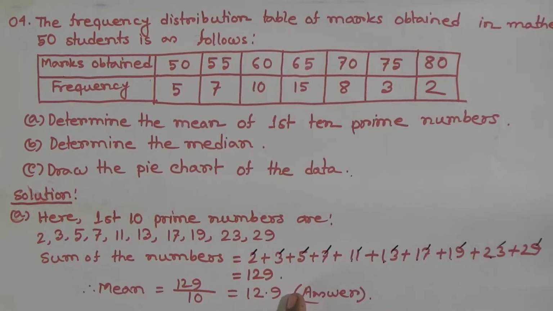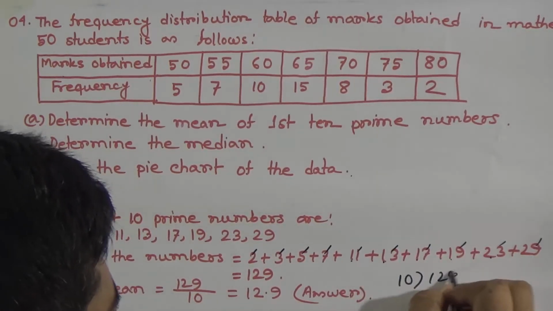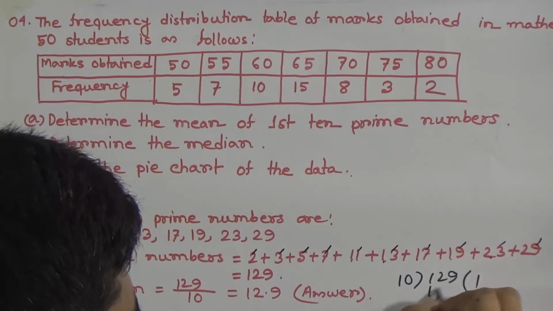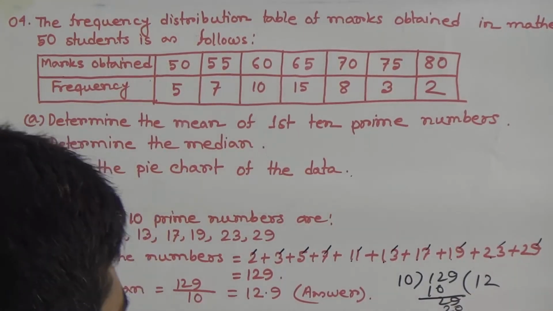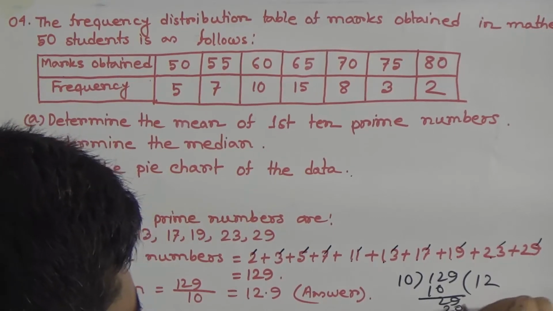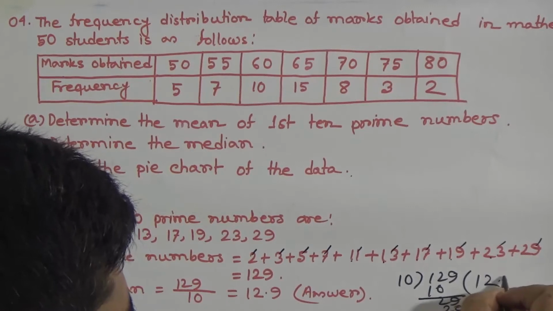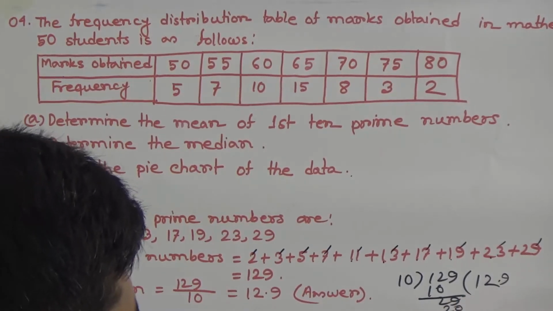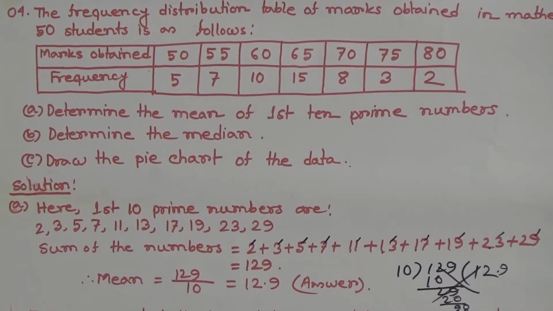By a simple calculator we can easily find this out. So the mean is 12.9. I hope you have understood. Okay, for your better understanding.